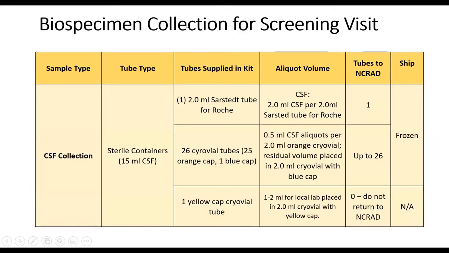So the first is for the screening visit. At the screening visit, you will be collecting 15 mils of CSF total. Those will be put into 3 different types of tubes. We will go into this more in detail about the actual collection process later on. They will be placed into aliquots. Those aliquots then will all be shipped to NCRAD frozen, except for the one yellow cap cryovial that will be held at your site for local labs.